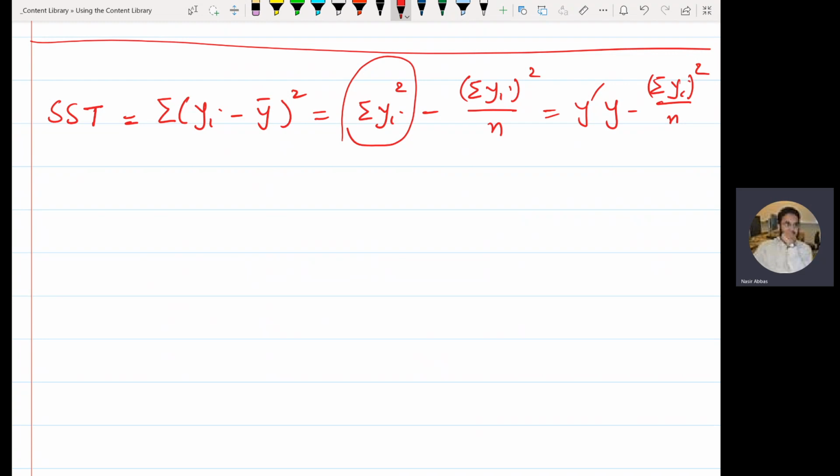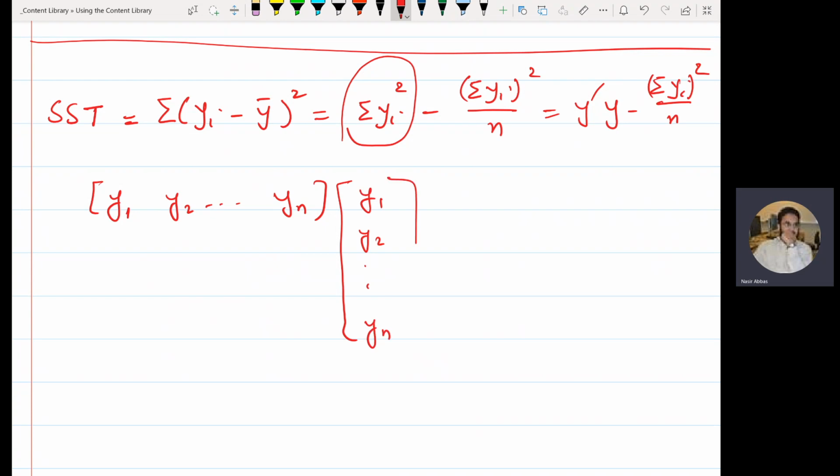Why? Because y prime is like this: y1, y2, all the way up to yn. This is the transpose of my vector y. And then vector y will be y1, y2, all the way up to yn. If I multiply these two, what do I get? I get summation yi square. The same is true for e prime e. If I multiply e prime with e, I get summation ei square. So this is the simplified version of SST.